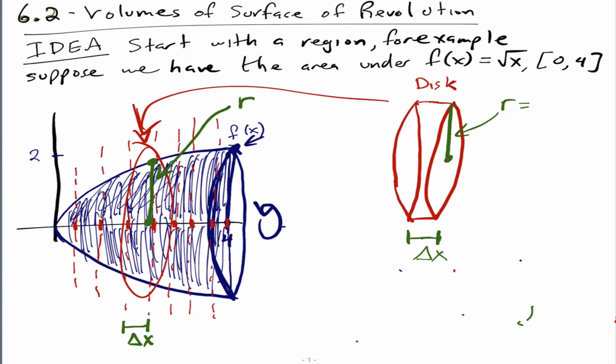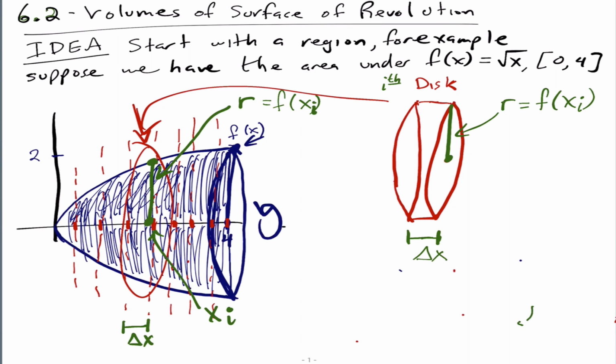In this case, it's going to be, isn't it just the f of, depending on what x value I'm at, right? So the radius is f of x sub, so let's do, because we're going to add up all the discs. So let's call this the ith disk, because we used i. So this is going to be f of x sub i, where x sub i is just the x value that we're at. So this would be f of x sub i.